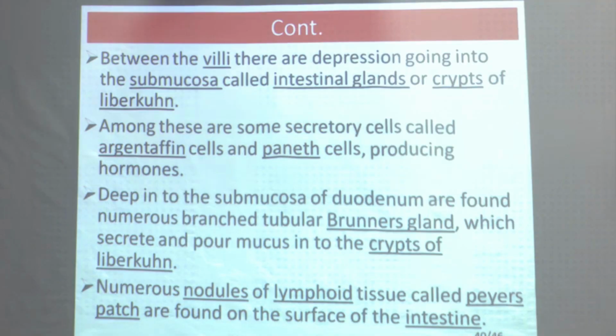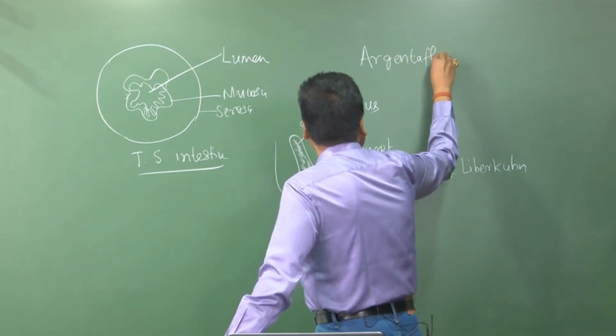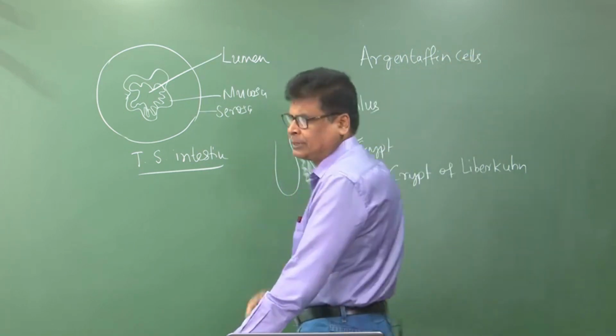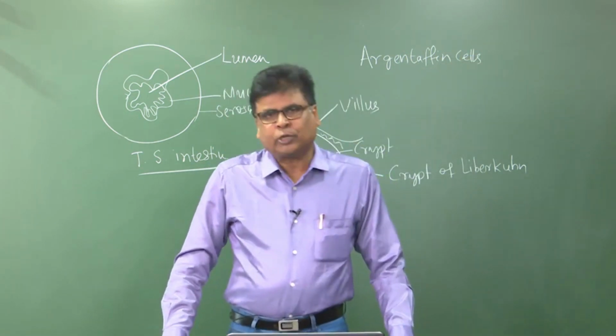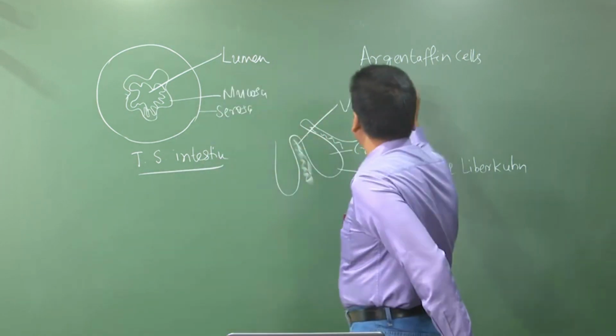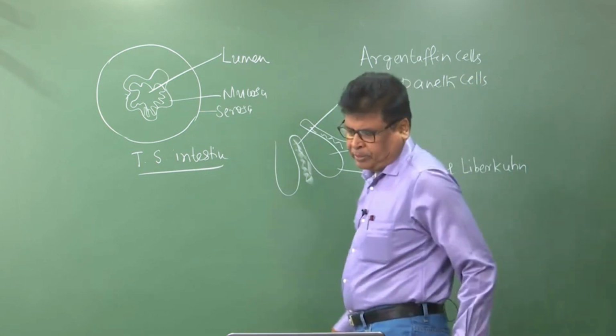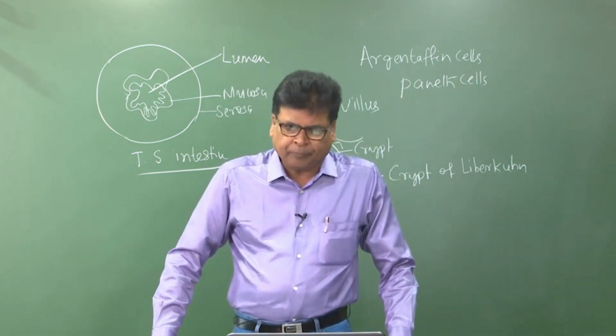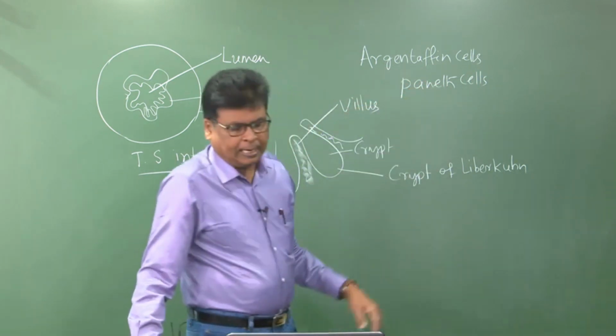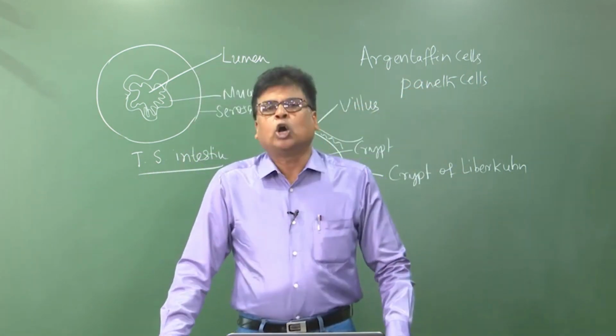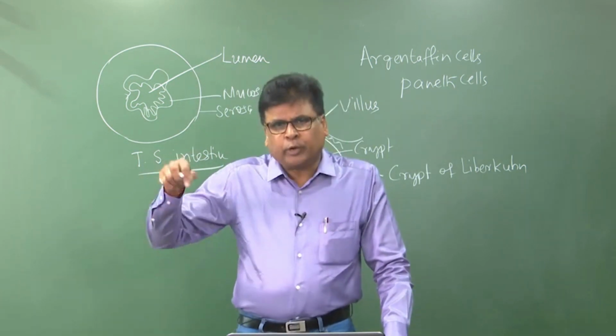Now among these are some secretory cells, known as argentaffin cells. And also another cell known as Paneth cell. So this is the argentaffin cell and Paneth cell, they are producing hormones, okay.